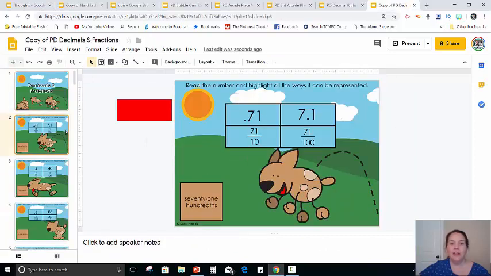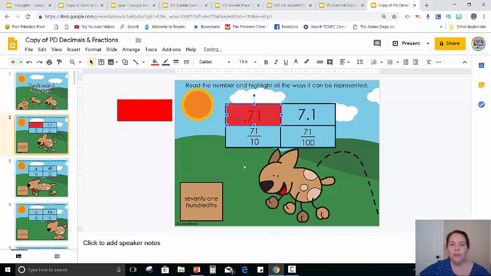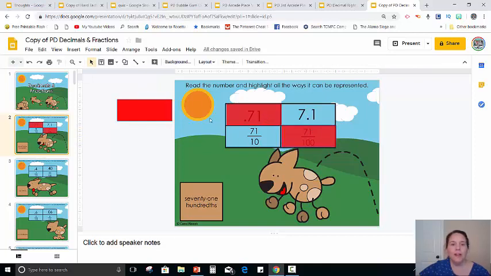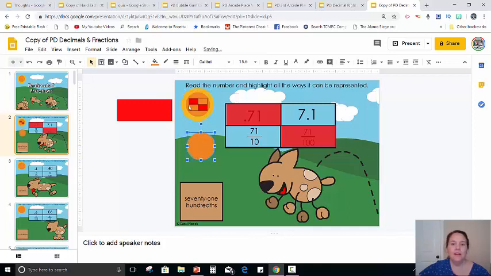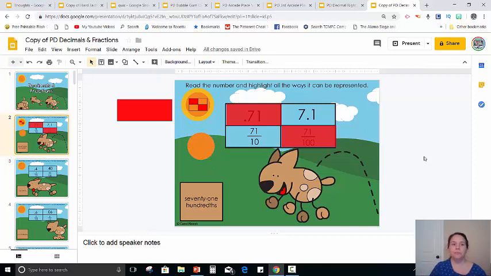Here's another example of an activity that's self-checking. It says read the number and highlight all the ways it can be represented. So the number 71/100ths. So 71/100ths could look like that. It could not look like that, but it could look like this. And so once the students have finished their work, they can automatically check to see if it's right. And here you can see red and red, so they got this problem right.